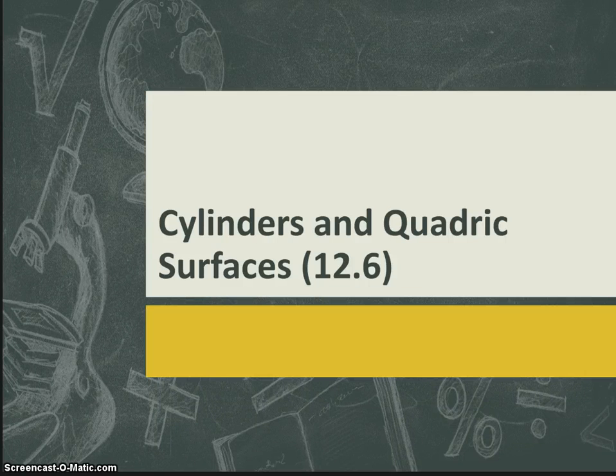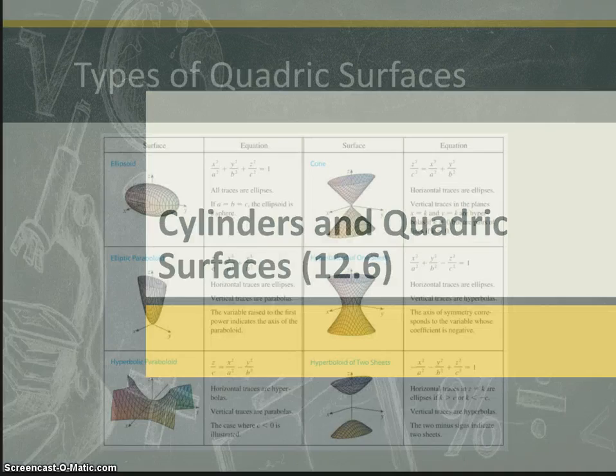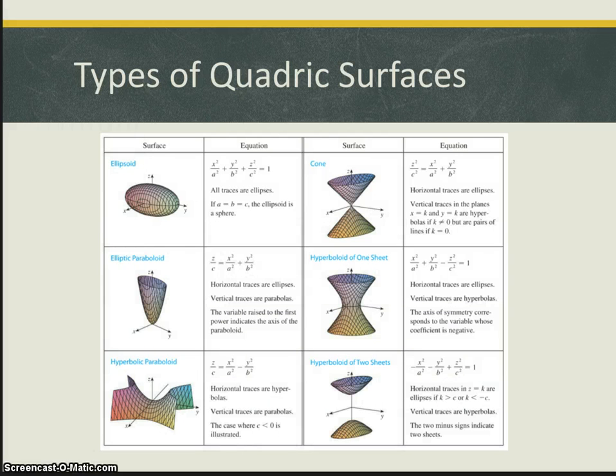So we're looking at cylinders and quadric surfaces, and these are typical types of surfaces that we deal with in R3. So what we have here is a table that can help us sort out the various types of quadric surfaces. And there's 6 basic ones that we'll be focusing on.